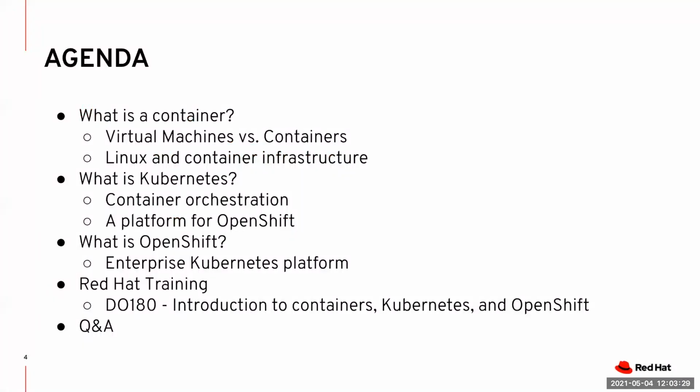Quick look at the agenda. We're really going to start at the smallest unit of compute. When we talk about OpenShift, we really need to set the stage at the container level, right? Why are organizations even moving towards containers? From there, we'll move into what is Kubernetes. Kubernetes is really at the heart of OpenShift and a lot of the other Kubernetes services out there. What is the purpose of that tool? What is container orchestration? And then from there, we'll move into what is OpenShift, and that's really the enterprise Kubernetes platform.